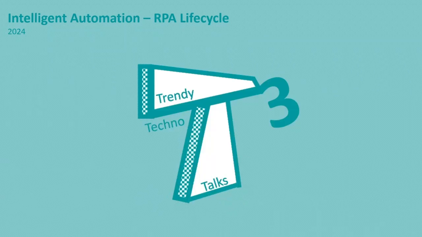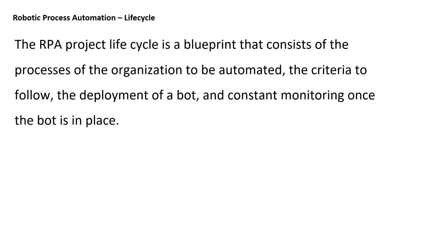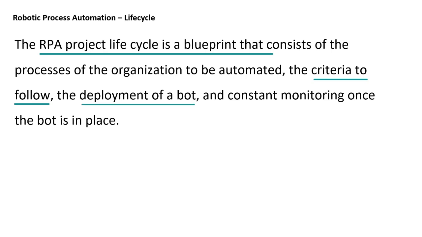In this video, we will be discussing the RPA lifecycle. So, what is a robotic process automation lifecycle? It is a plan or a blueprint that consists of the process which the organization is thinking to automate. What will be the criteria to follow? How the deployment of the bot will be done? And how the constant monitoring of this bot will be done once it is in the production phase.